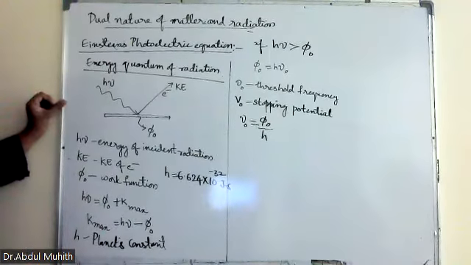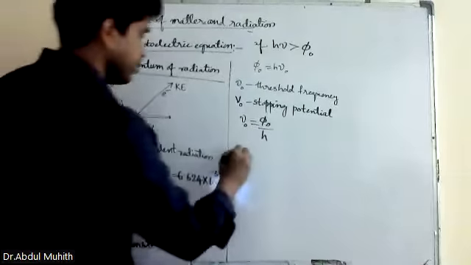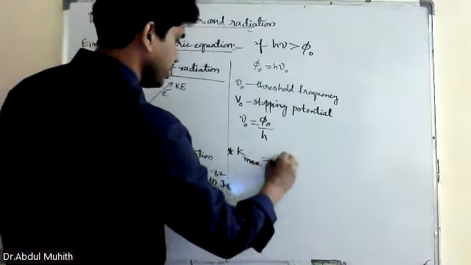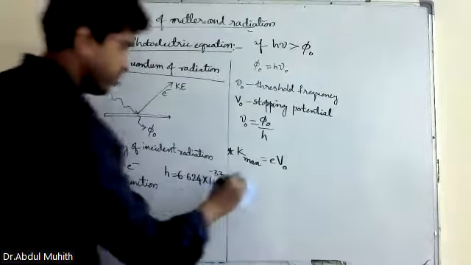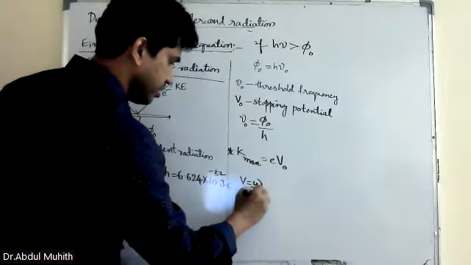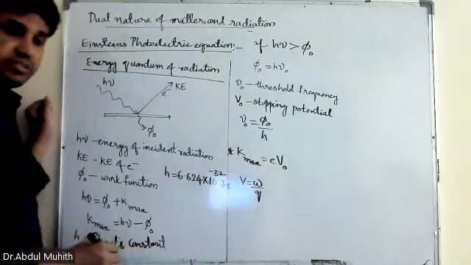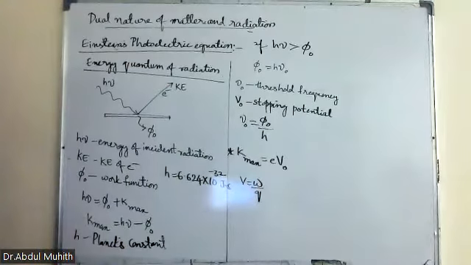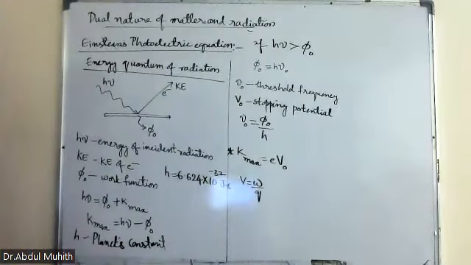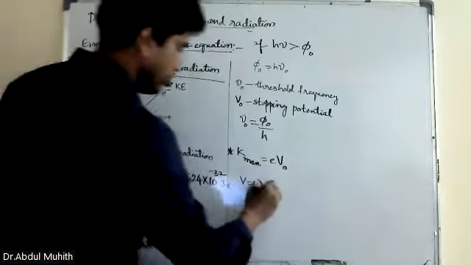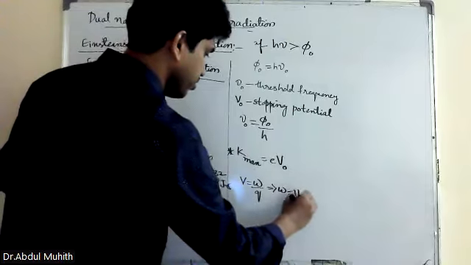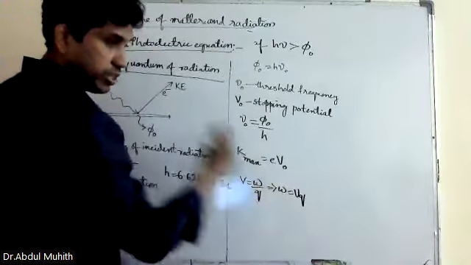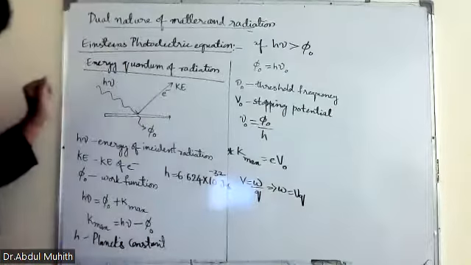Then we also know the maximum kinetic energy is equal to what? E into V0. Why E into V0? We have the formula V is equal to W by Q, which we studied in the second chapter. So W is the kinetic energy, V is the potential, Q is the charge. That is how we calculated the maximum kinetic energy.